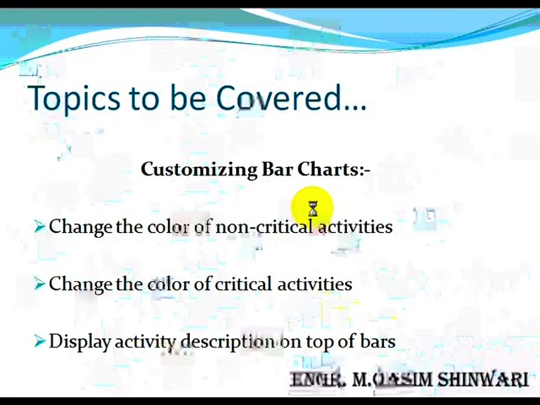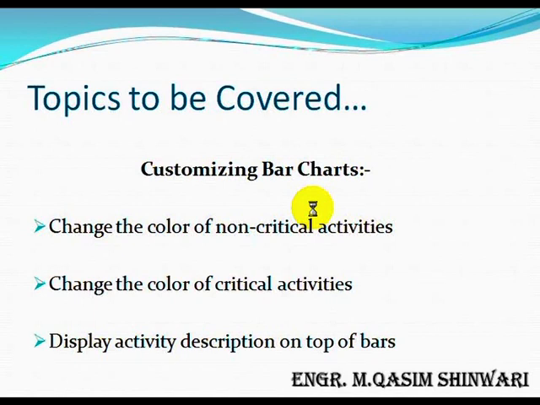In this tutorial we have to customize the bar charts by changing the color of non-critical and critical activities, as well as we will display the activity description on top of bars. It is noteworthy that non-critical activities are the activities whose start or finish dates do not alter the start or finish date of the project, while critical activities are the activities whose start or finish dates, if changed, also affect the project end date. So let's start.